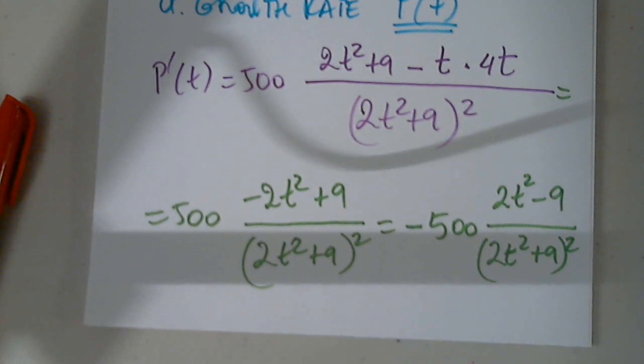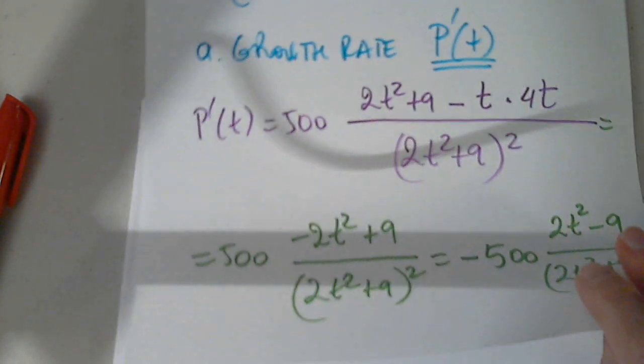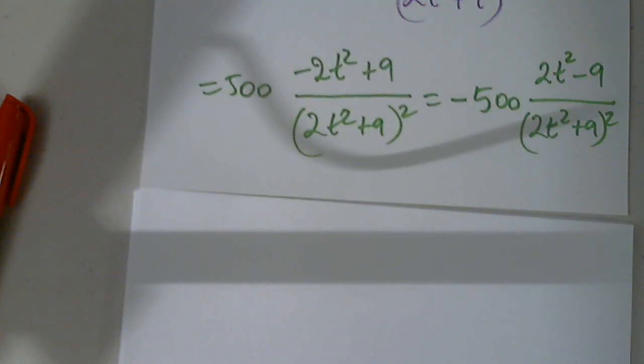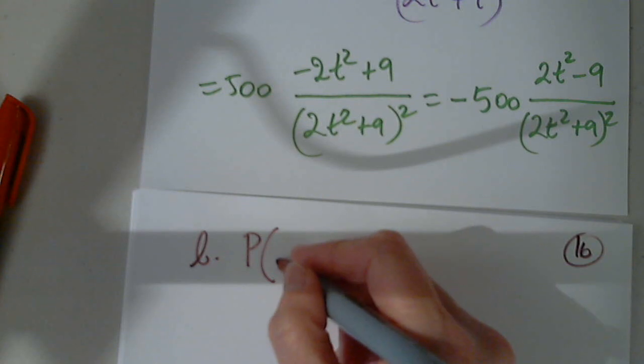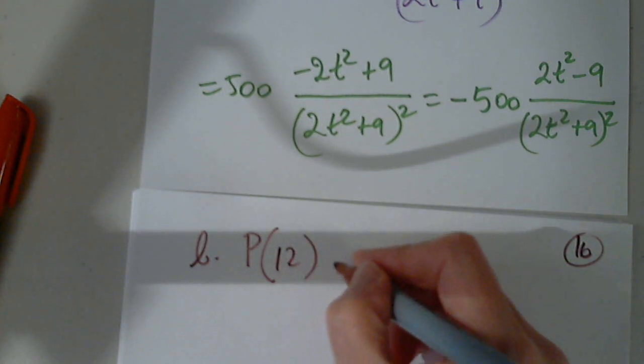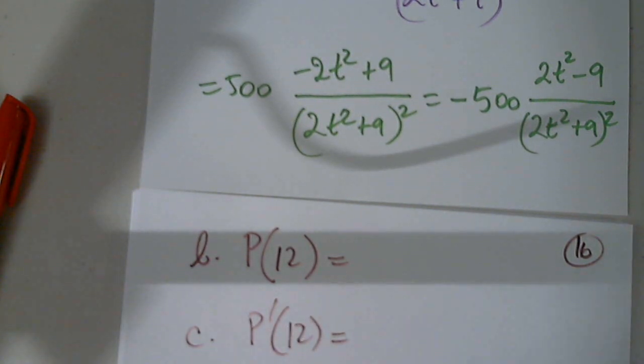That was part A. In part B, they're asking us to find the population after 12 years, and then they want to find the growth rate at t equals 12. So let's see what that means. First, they want us to find p of 12 years. And then in part C, they want us to find p prime of 12.